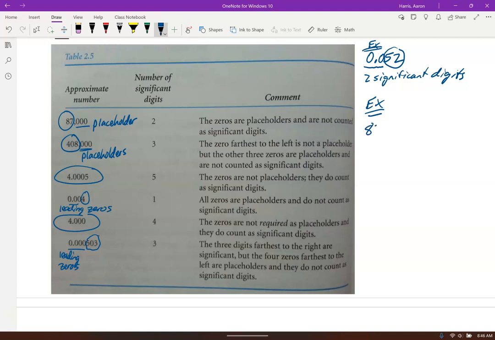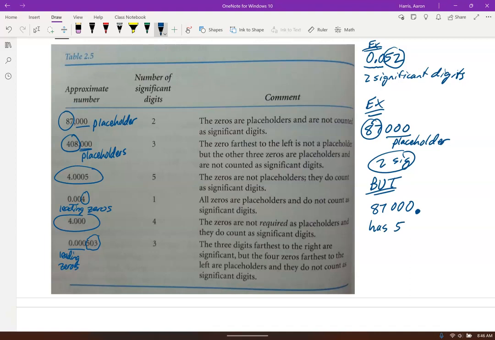Let me go back to this for a minute. 87,000 we know has 2 significant digits. These are just placeholders. 2 significant, right? But if I had 87,000 and I put a decimal there, now this has 5 significant digits because of this decimal. Now you got to include them all. They're not just placeholders because of that decimal right there. Okay, so there is a big difference between the two.